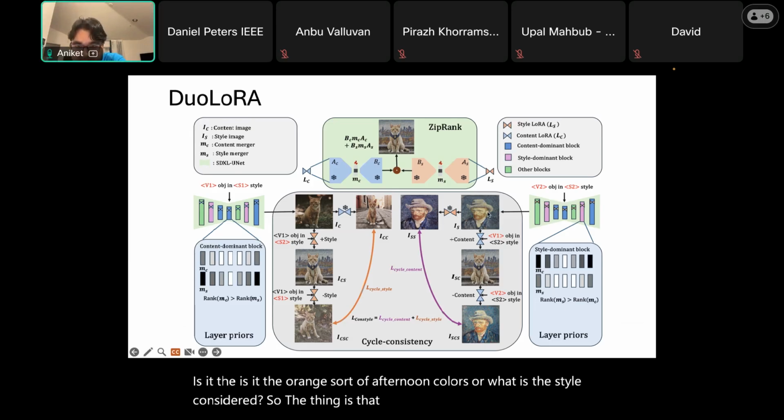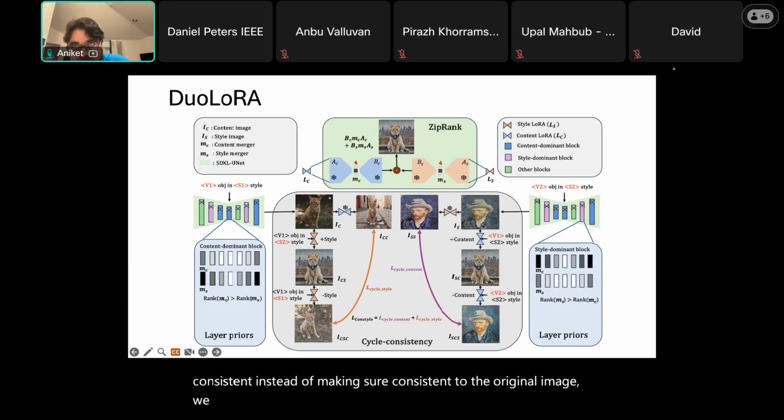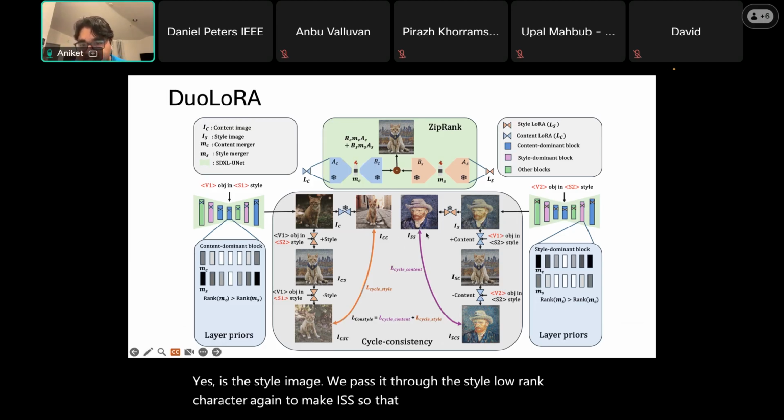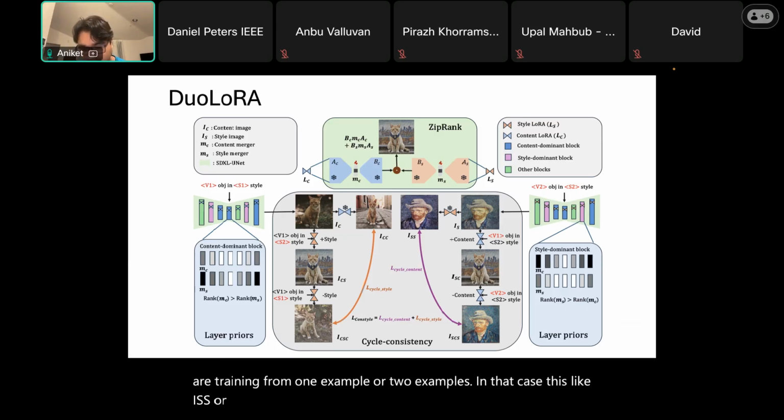Yeah. So for the two images, instead of making sure they are consistent to the original image, we try to avoid mode collapse, this kind of problem. We also change the style a bit to the style prompt and make sure that those are consistent. So for example, this I_S is the style image. We pass it to the style LoRA and the content LoRA again to make I_SS, so that it has some kind of style variation, and then we make sure those are consistent instead of just making it consistent to I_S. We noticed that this actually helps to reduce the mode collapse, because we are training from fewer examples, specifically when we are training from one example or two examples. In that case, this I_SS, or this augmentation, is actually helpful.